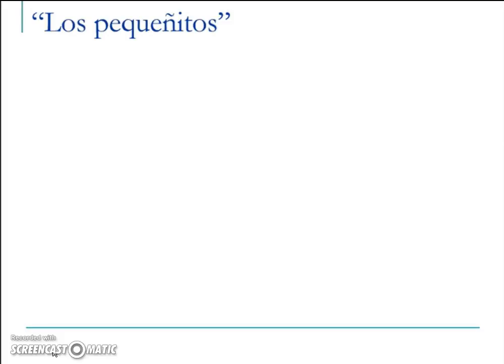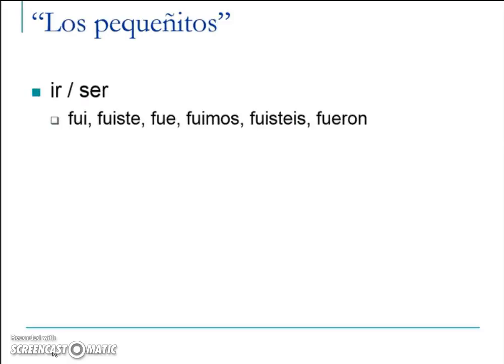First group I call is los pequeñitos. And los pequeñitos means like the little ones. Okay, so these are like the little verbs. And what I mean by that are verbs like ir and ser, which are one syllable in the infinitive. And then they also have short forms in the preterite. So ir and ser share the same form. So it could either be I went or I was. We'll just have to rely on context clues according to the meaning of is it ir or is it ser.